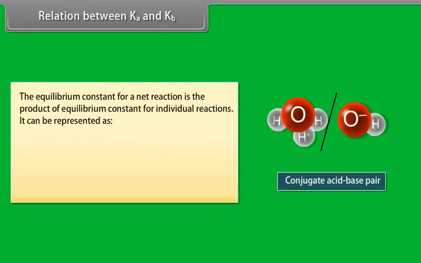Relation between Ka and Kb. The equilibrium constant for a net reaction is the product of the equilibrium constants for the individual reactions. It can be represented as K net is equal to K1 times K2 times K3, and so on. For a conjugate acid-base pair, Ka times Kb is equal to Kw.